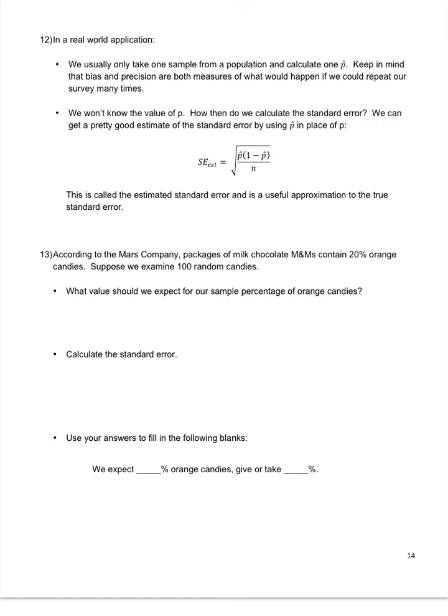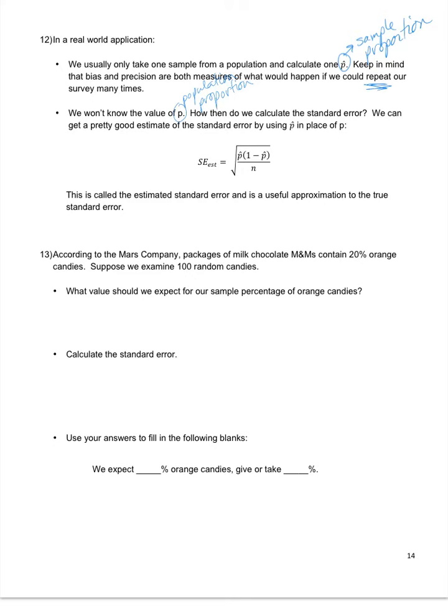Okay, so in 12, in a real-world application, we usually only take one sample from a population and we calculate one p hat. Again, p hat is your sample proportion. Keep in mind the bias and precision are both measures of what would happen if you could repeat your survey many times. So second, we won't know the value of p. In a real-world application, we won't know what the value of p is, and this again is your population proportion. You can't find that or know that without doing a census.